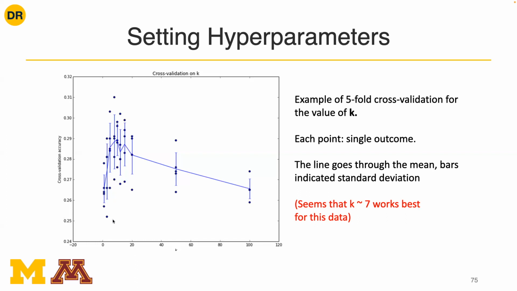So in this case, right around k equals 7 is where we see the highest averaged k-fold accuracy. So we would then use our k equals 7 model as our final best performing model that we want to put on the robot. So this is what we'll be using in Project 1 to pick our hyperparameters.